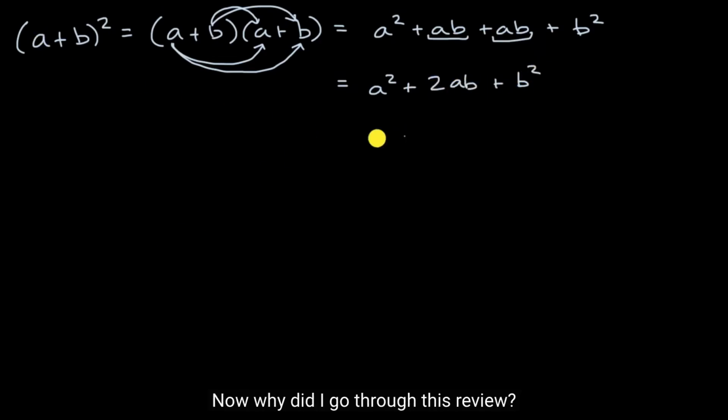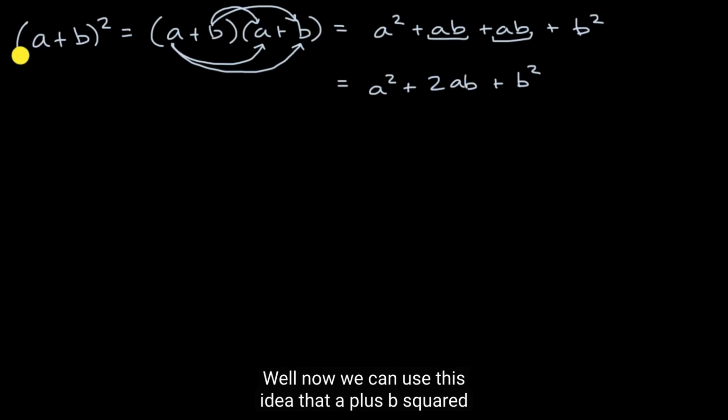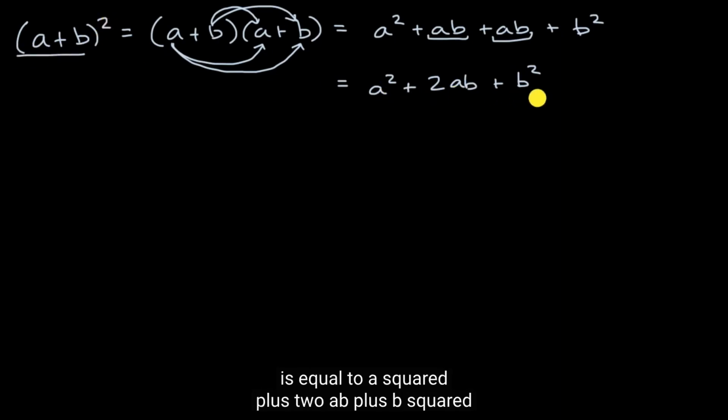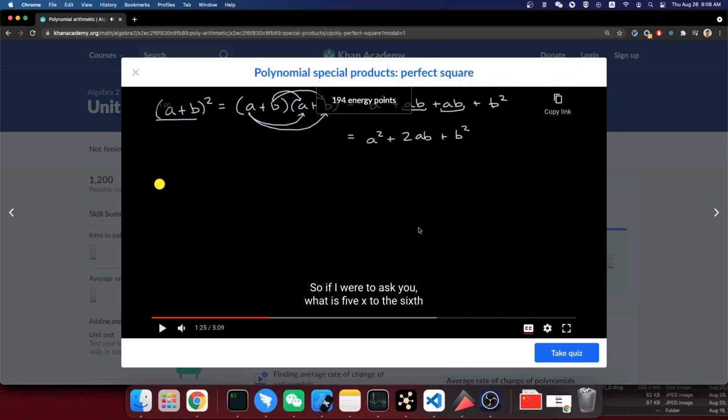Now, why did I go through this review? Well, now we can use this idea that a plus b squared is equal to a squared plus 2ab plus b squared to tackle things that at least look a little bit more involved.